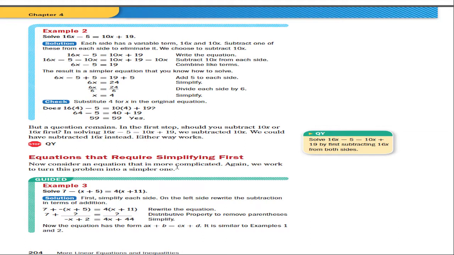We're also going to be going through an equation where we have to do some simplifying before we do anything else. In this case, we're going to be using the distributive property, and I'll walk you through this guided example in a little bit.